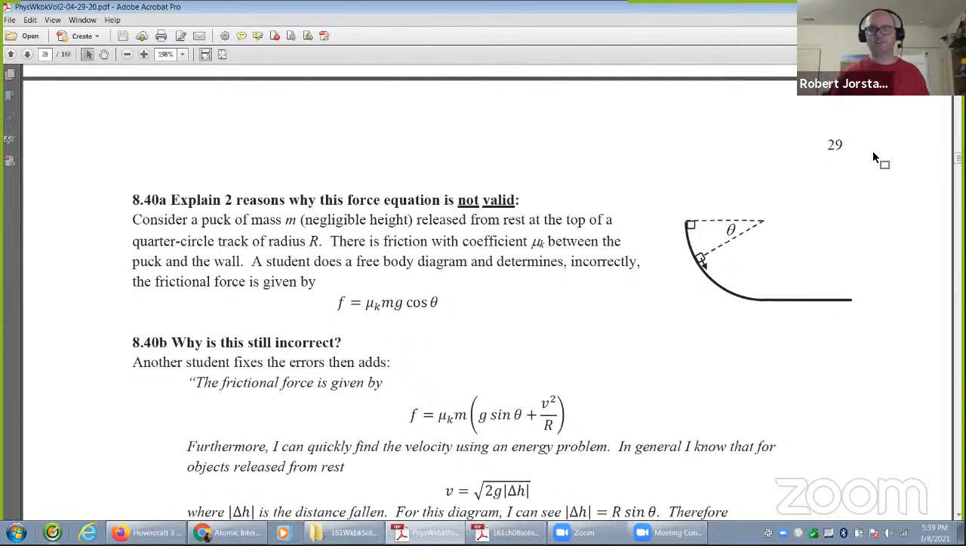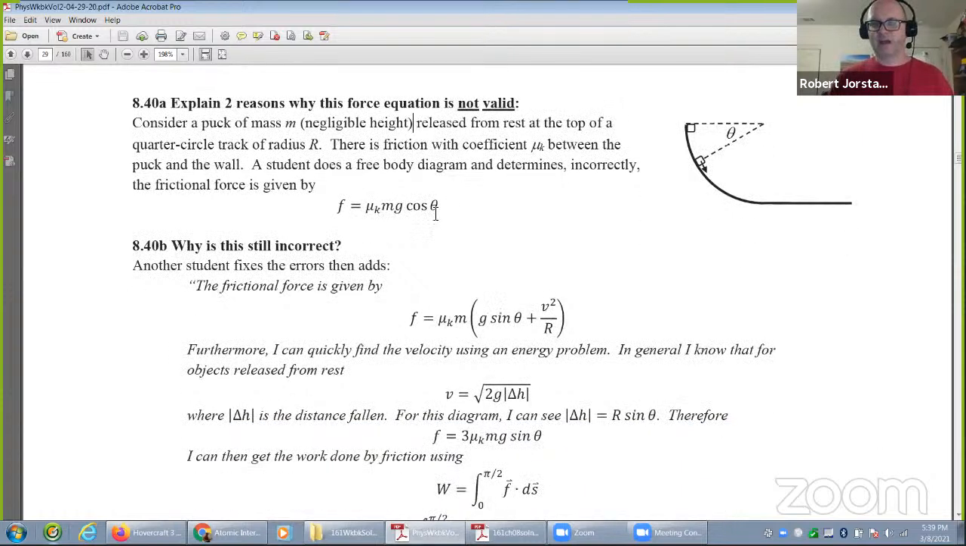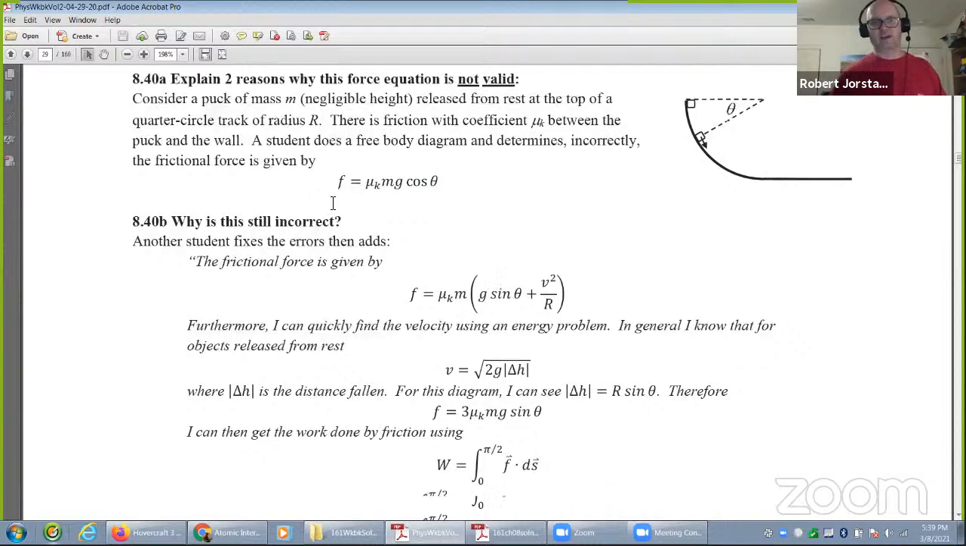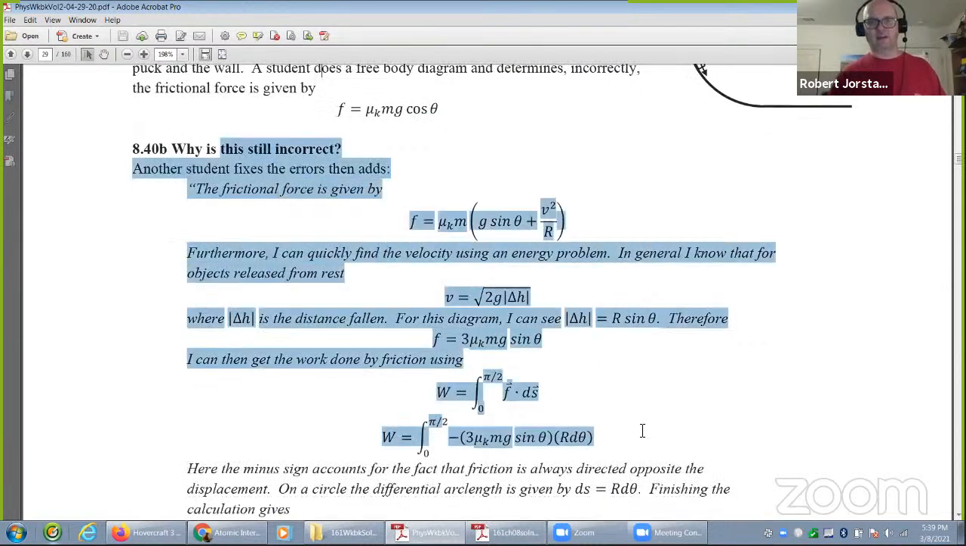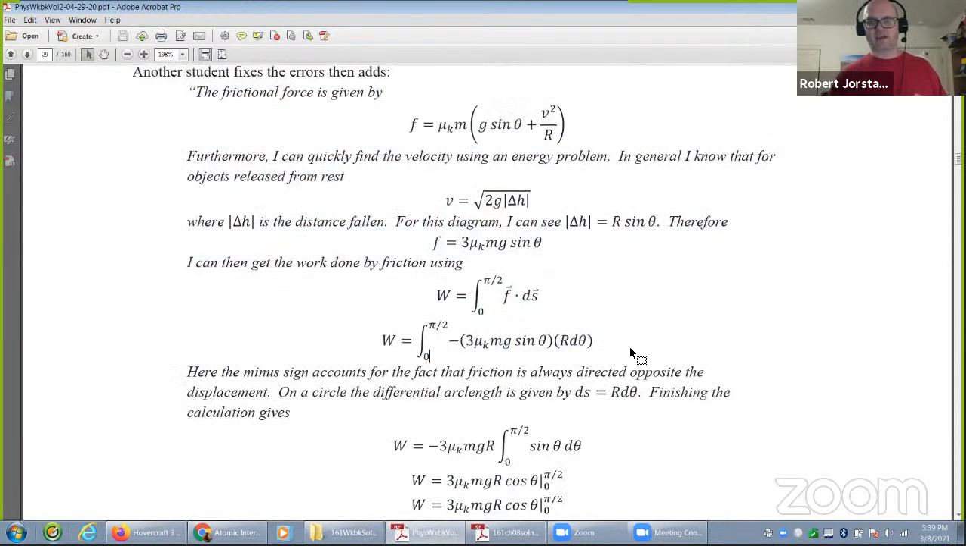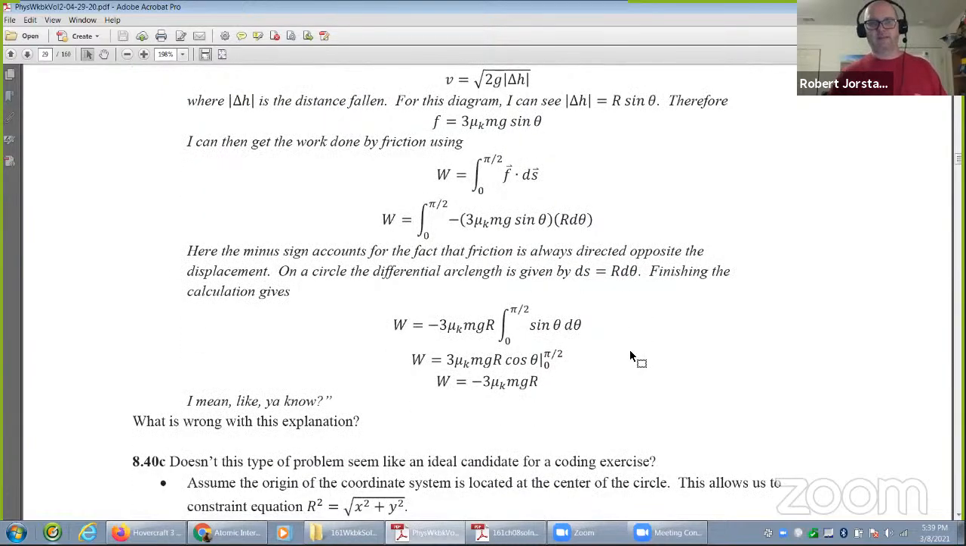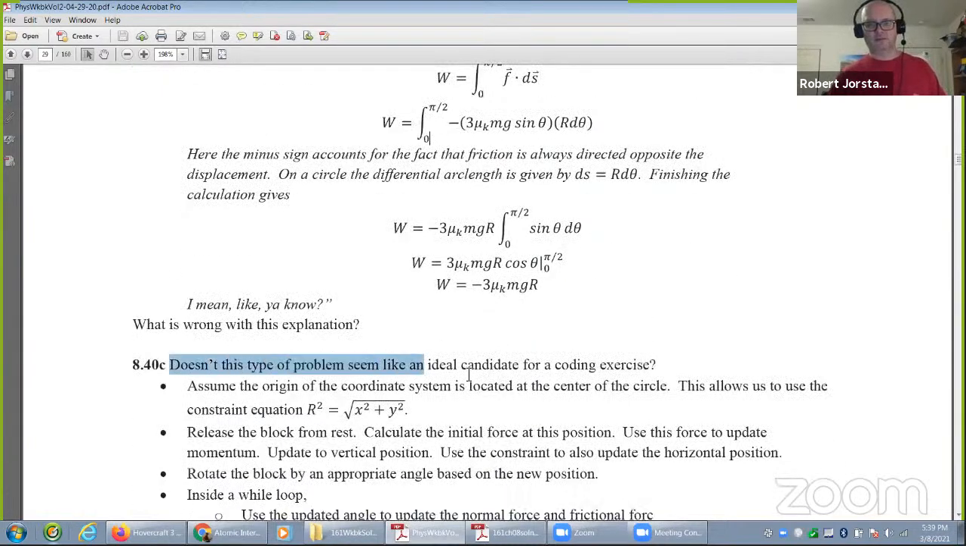And this one, page 29. This one, what I did is I wrote up a bunch of things that students sometimes think are true, which are not true. And so I was imagining you have a block that's sliding down a circular ramp. And I say, how come we can't do this? And then I explain why you can't do that. And then another student says, well, wait, I think it's this. And I explain, hey, this still doesn't work. And then, oh, sure seems like we should learn how to code.